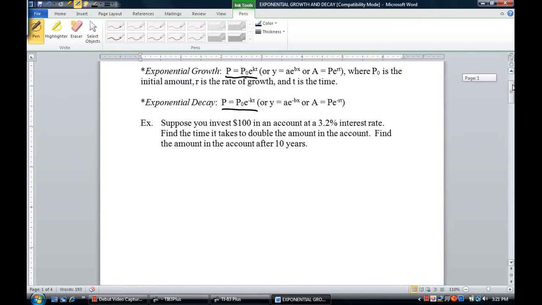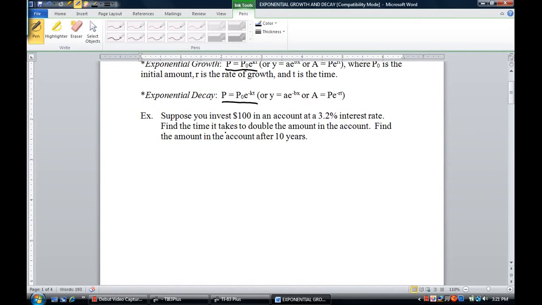And so let's do some examples. Now when you read this problem, it involves investing $100 at a 3.2% interest rate. We want to find the time it takes to double the amount in the account, and then we're also going to find the amount in the account after 10 years. So there's two different questions here. So I'm going to mark it as A and B.